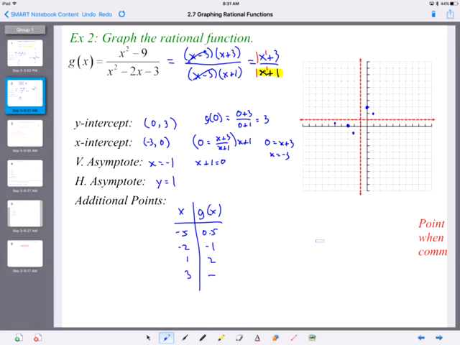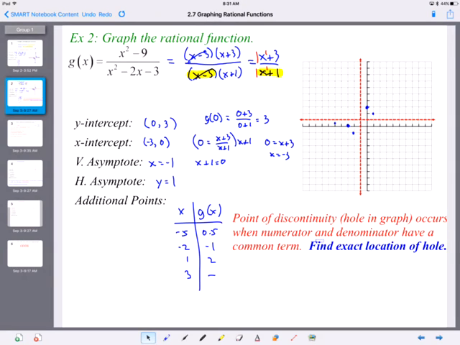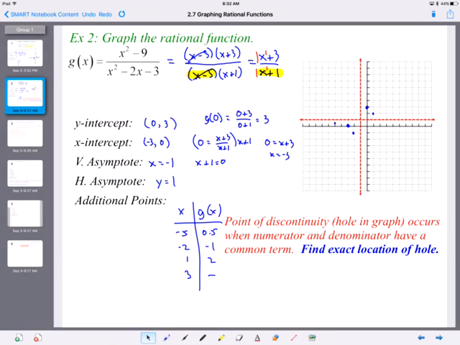Well, there is something going on, and we know there's something going on because it was part of our restriction in the domain. Domain could not equal x equals 3. So there is a break in the graph, but the break is called a point of discontinuity. A point of discontinuity, or hole, in the graph appears when the numerator and the denominator have a common term, which is exactly what happened. That's why we canceled it out.